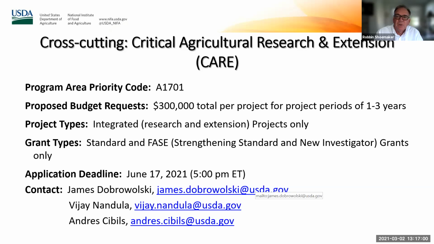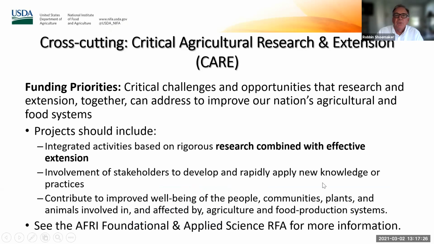1701. There are short-term projects, 1 to 3 years, so a $300,000 budget is allowed for those. They must be integrated. They must have a research and extension component, and they also involve standard and phase grants. The due date is June 17th for that, and Jim Dobrowski is the guy to talk to. What else do we have? Oh, so there's more about that.